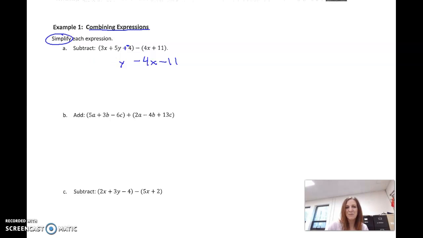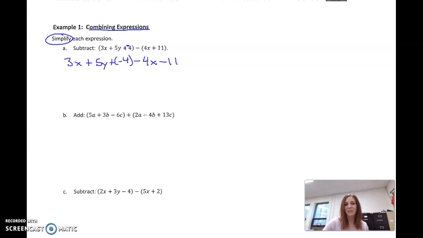I'm going to try to give myself a little more room there. 3x plus 5y plus a negative 4, minus 4x minus 11. All the minuses and negatives can get confusing, so it's really important that you try to be very careful when you write it down.